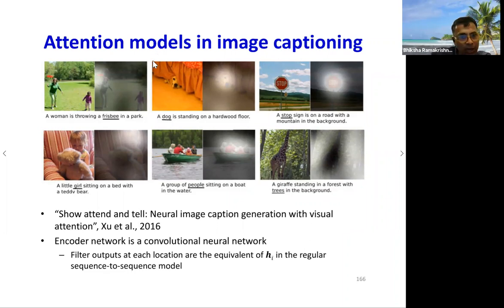Here the caption it's generated is: a dog is standing on the hardwood floor. If you look at which pixels it focused on to output dog, it's these. A stop sign is on a road. If you look at which pixels it focused on for stop sign, it is these, right? Even when you use it for images, the attention models are really able to pick out the appropriate context to produce their output.